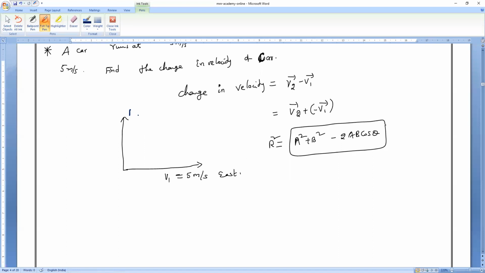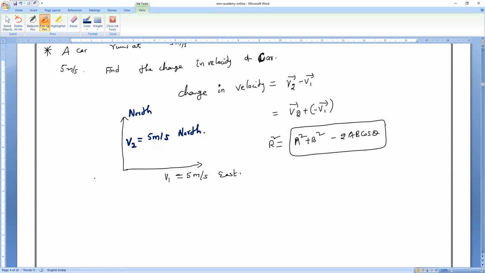Now, observe very carefully. It has taken a sharp turn to north, and then it is continuing. So that is what we have to find. It is taking the north direction. So again, is it V2 or V1 now? Change in velocity. Everybody, V2 is equal to how much, guys? 5 meters per second towards the north.